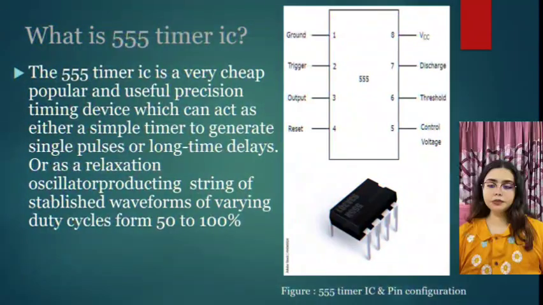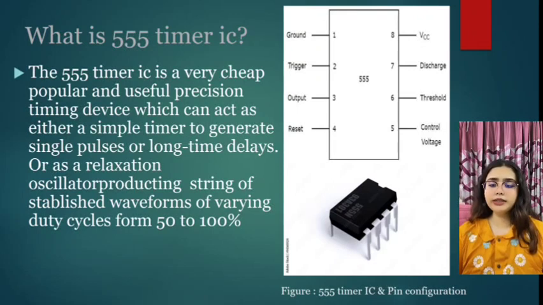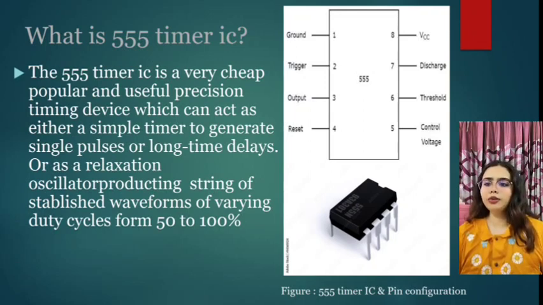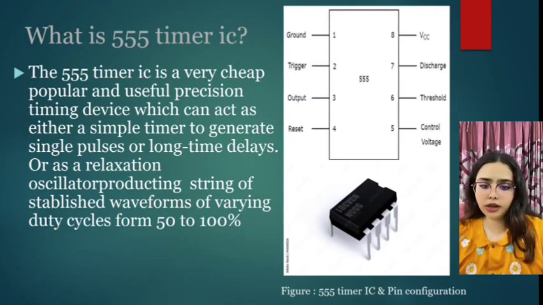Next slide. Now, what is 555 timer IC? The 555 timer IC is a very cheap, popular and useful precision timing device which can act as either a simple timer to generate single pulses or long time delays, or as a relaxation oscillator producing a string of established waveforms of varying duty cycles from 50 to 100%. Here we can look at the pin configuration in this picture of the 555 timer.